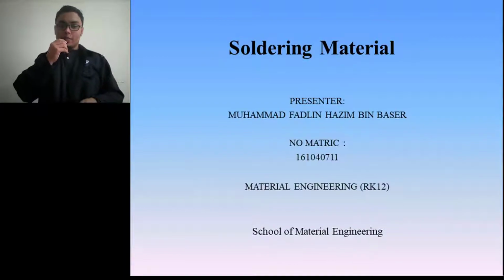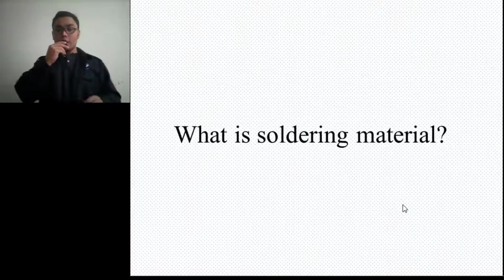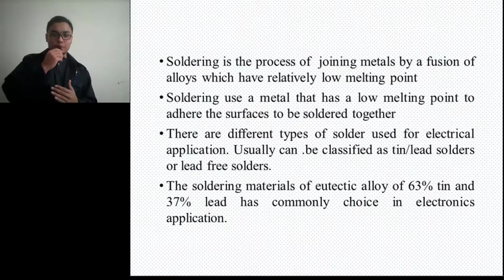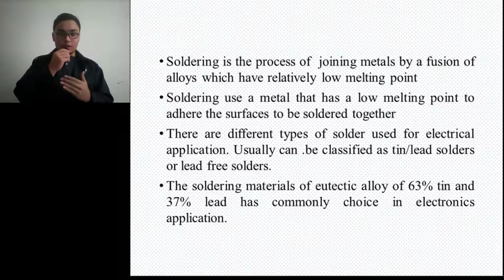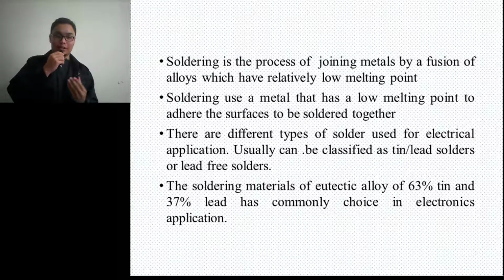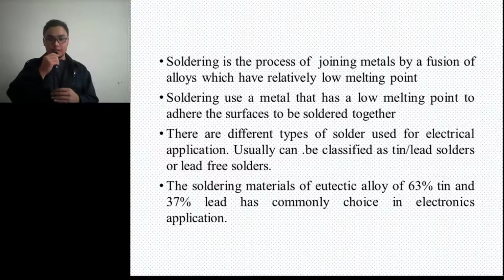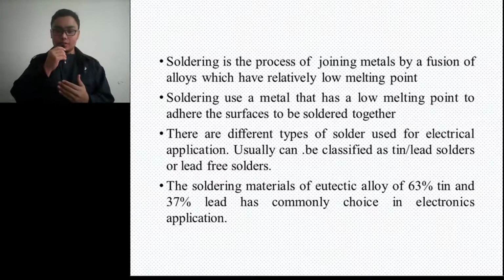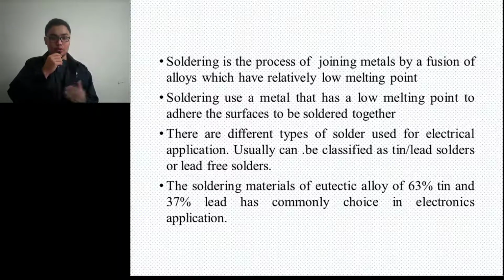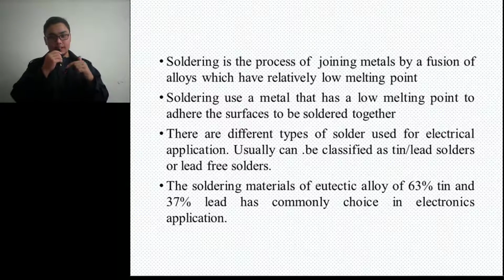Okay, first I will present about the soldering material. So, what is soldering material? Soldering is the process of joining metal by a fusion of alloy with a relatively low melting point. Soldering also uses a metal that has a low melting point to adhere the surfaces to be soldered together. There are different types of solder used for electrical applications nowadays. They can usually be classified as tin-lead solder or lead-free solder.